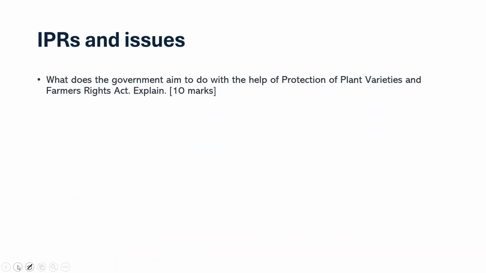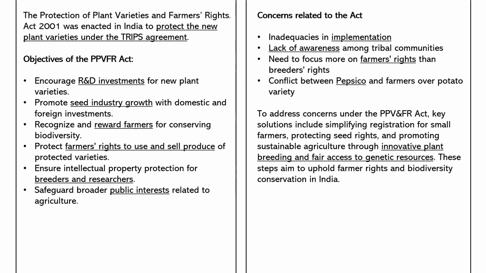So let's discuss one question from IPRs. What does the government aim to do with the help of Protection of Plant Varieties and Farmers' Rights Act of 2001? Explain. Okay, so again here, first you explain what the act is about. It is the act to protect new plant varieties under the TRIPS agreement, right? Then you write about the objectives of the act: to encourage investments, promote the seed industry, reward farmers, protect farmers' rights, protect breeders and researchers' intellectual properties, and the broader public interests, right? Then you write about concerns that it is not properly implemented, there is a lack of awareness, and you need to focus more on farmers' rights.